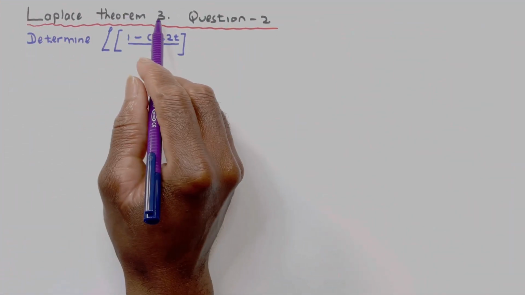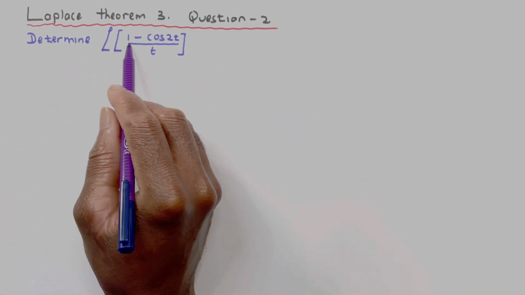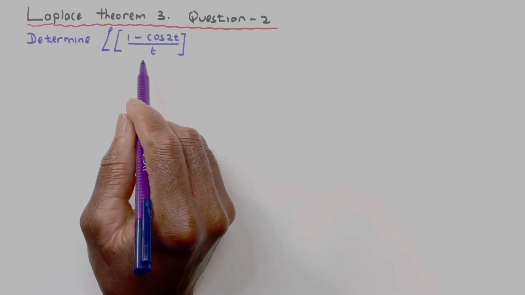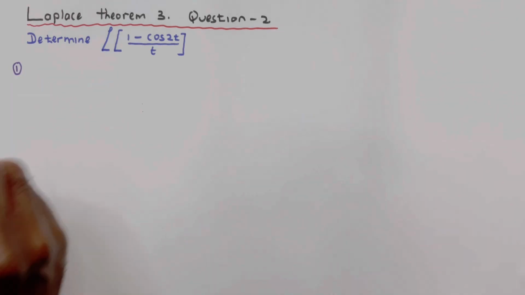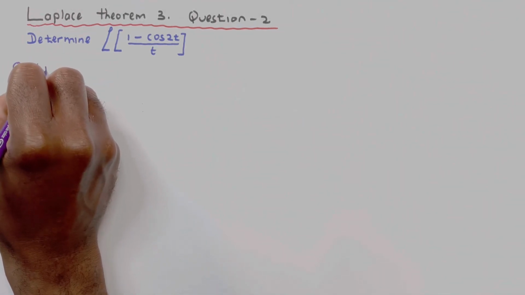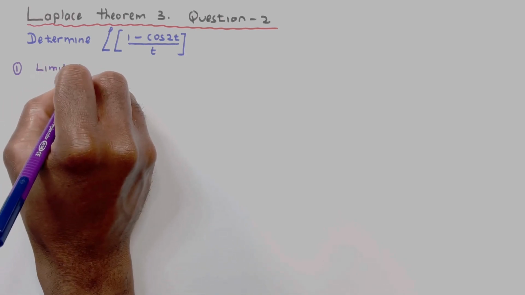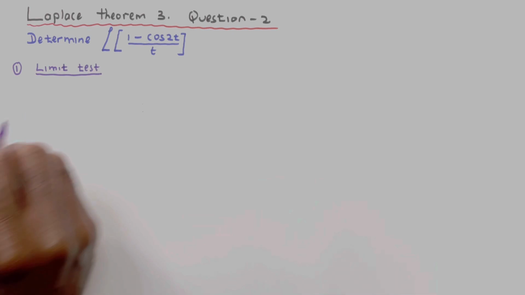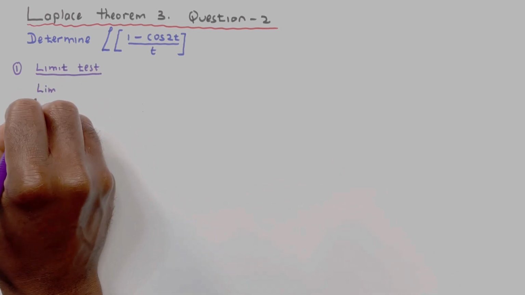Laplace Theorem 3, question 2. Determine the Laplace of 1 minus cos 2t over t. First, we need to do a limit test. This is to determine if in the limit when t tends to 0, it converges to a value.